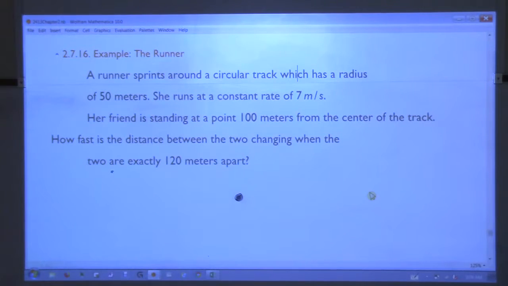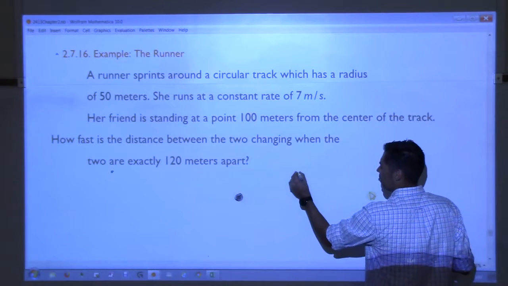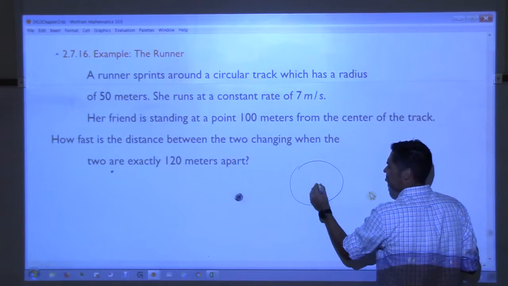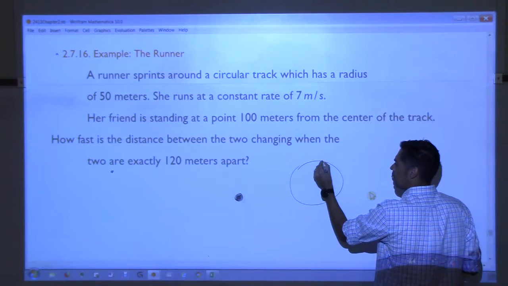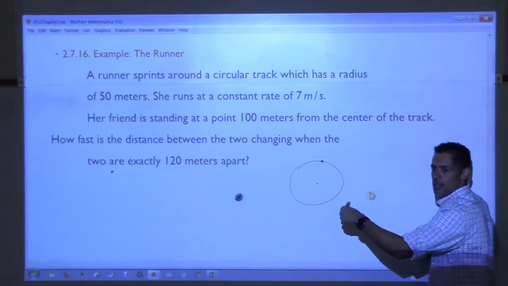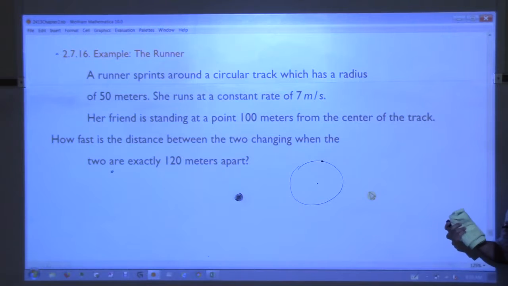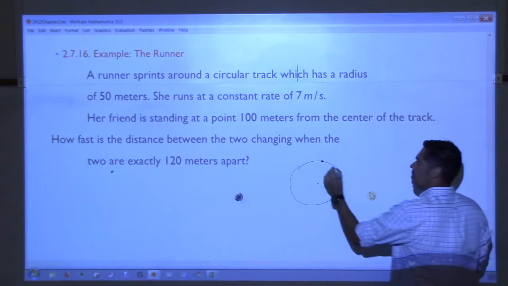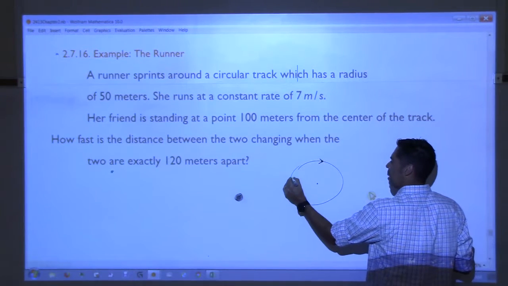All right, so can you visualize what's happening here? You have a circular track. I'm just going to draw a quick picture here. Circular track, and you've got this person that's running around this track, right? It doesn't say clockwise or counterclockwise. It just says that they're running around the track. So what do you want to go, clockwise or counterclockwise? Clockwise? Okay. So this runner is going around the track like this.